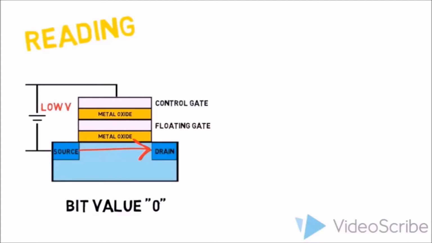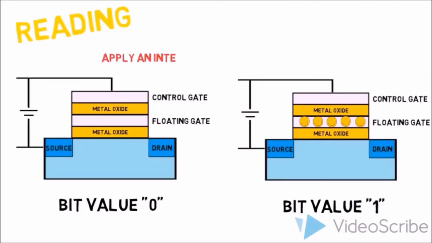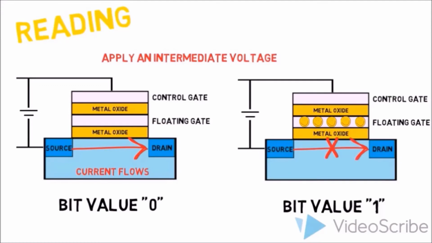However, if there are charges accumulated at the floating gate, resistance between the source and drain is now high, and a high voltage is needed to cause the current to flow. This gives a bit value of 1. This knowledge can be used to determine the bit values. We do this by simply applying an intermediate voltage. If current flows, it reads a bit value of 0. And if current does not flow, it reads a bit value of 1.